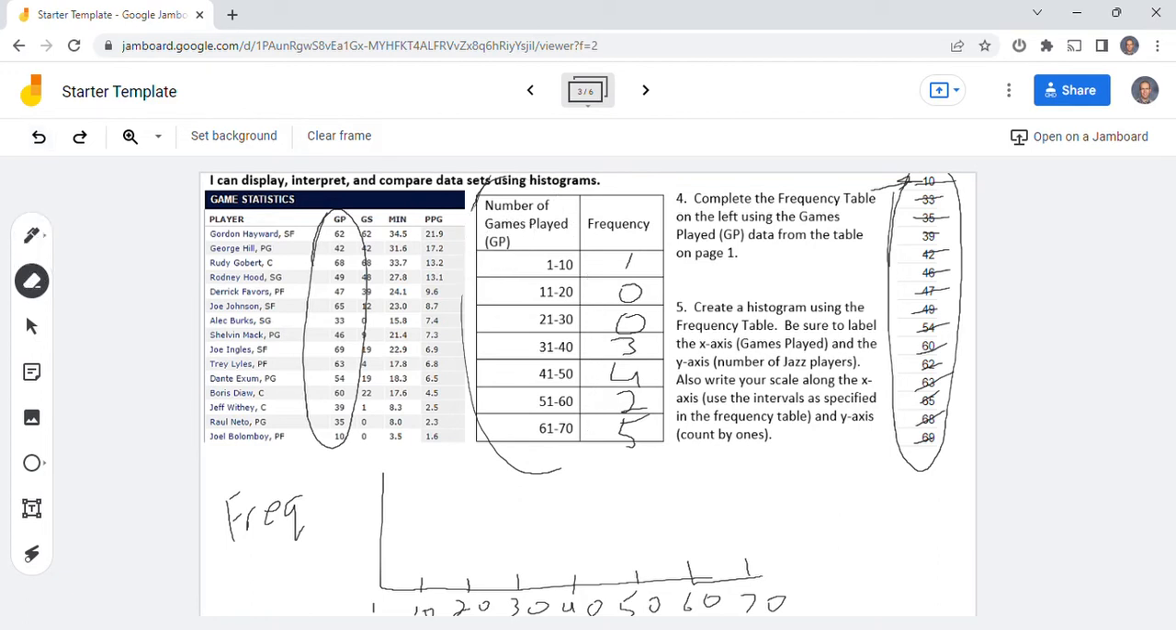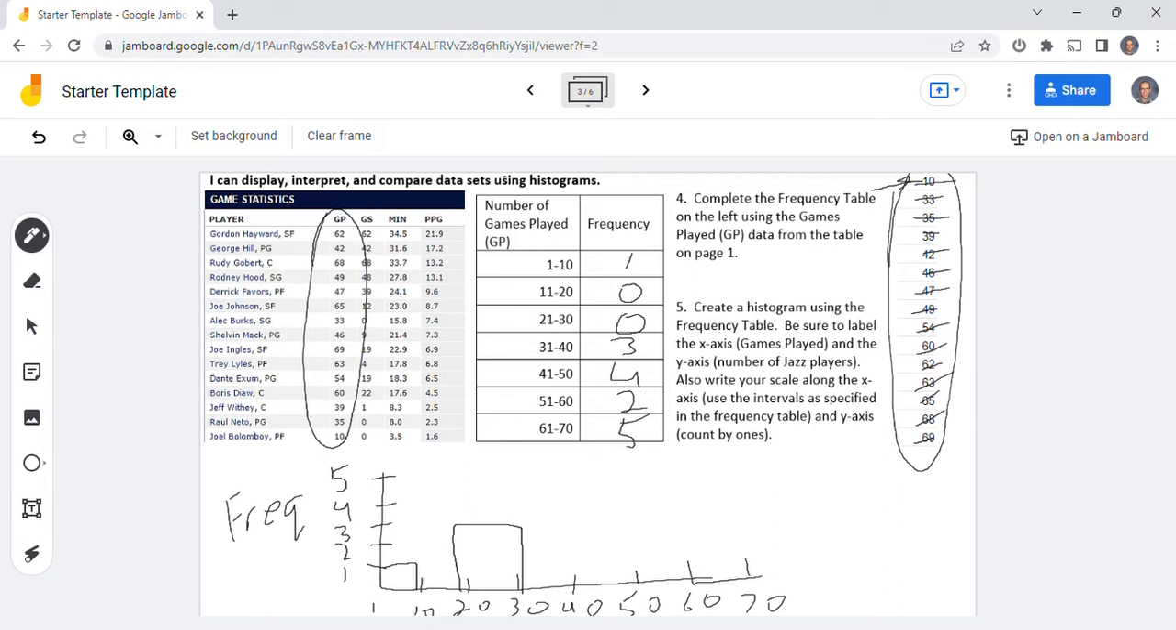We can see that the tallest one is going to be 5. So our y-axis for frequency needs to go up to 1, 2, 3, 4, 5 at the top height. 1 to 10 has 1, so that's how tall that bar is. There are no players in the next two categories, so those are going to be empty. 31 to 40 goes up to 3.